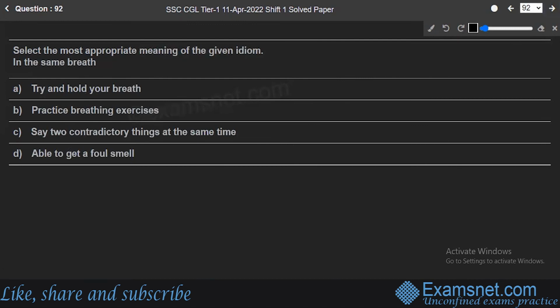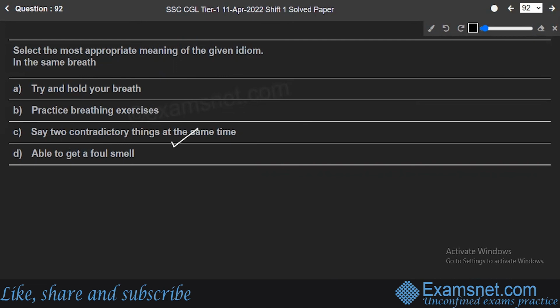You have to select the most appropriate meaning of the given idiom "in the same breath." Options are: A, try and hold your breath; B, practice breathing exercises; C, say two contradictory things at the same time; or D, able to get a foul smell. See, you have to look at the meaning of this idiom. The most appropriate one is say two contradictory things at the same time.